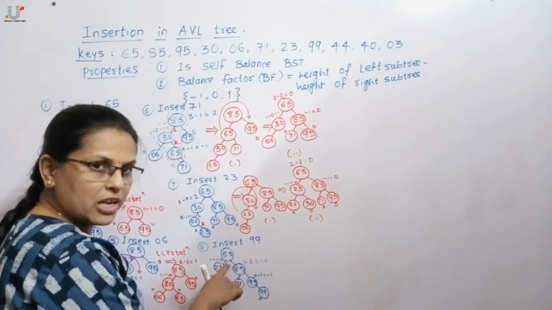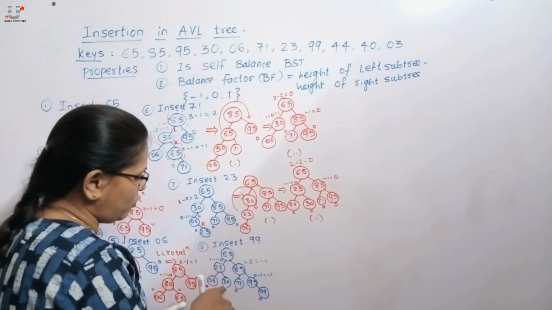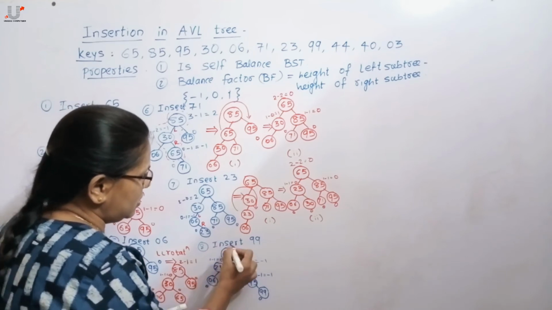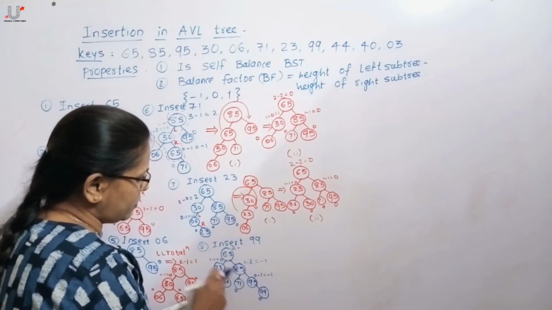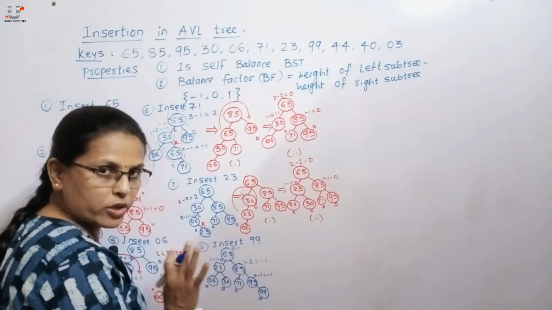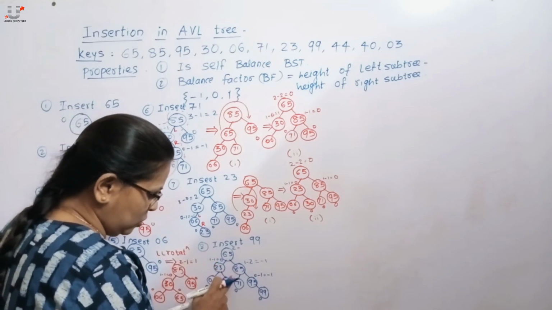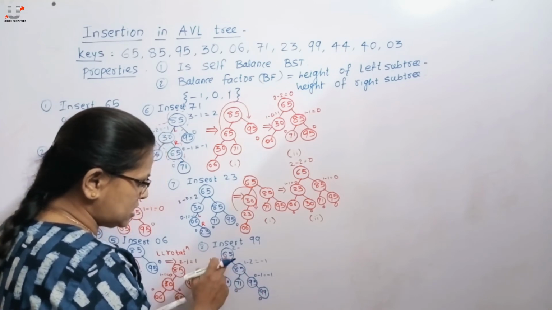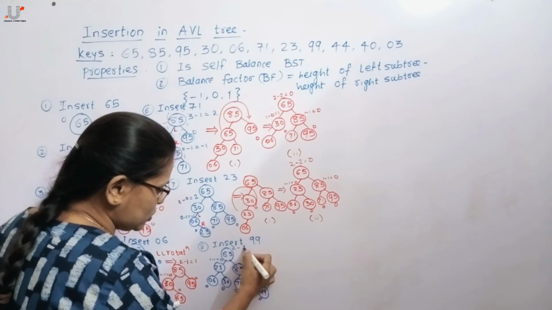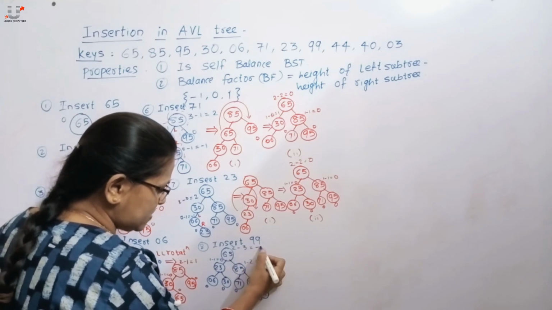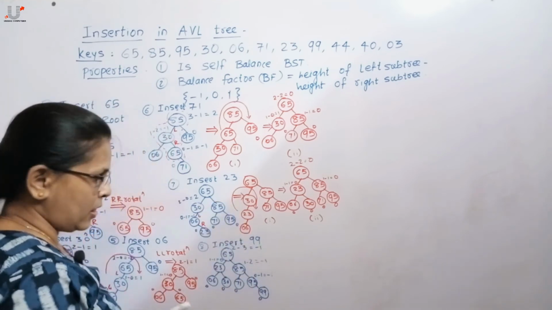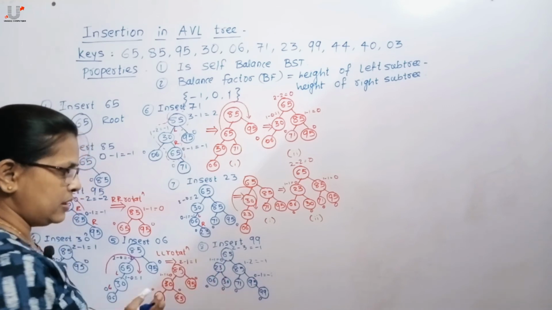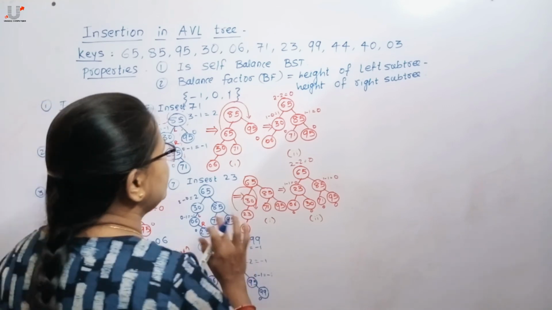Now calculate the balance factor for 65. Height of left is 2, minus height of right subtree. The maximum height for the right subtree is 1, 2 and 3. So the maximum height for the right subtree of 65 is 3. So 2 minus 3, the balance factor becomes minus 1. Still the tree is a balanced tree.